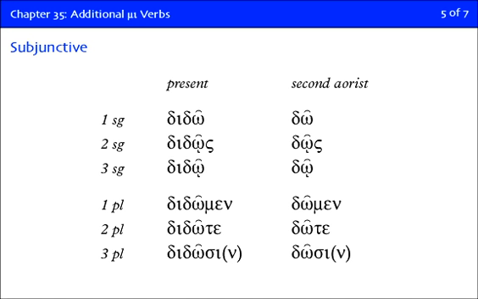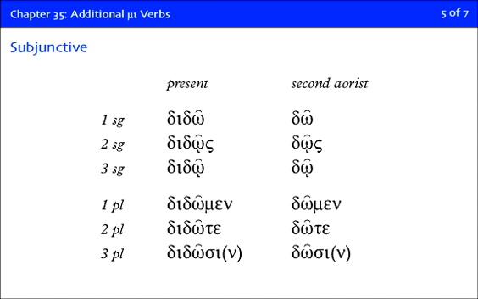Now, these are just to give you a feel for the kind of paradigms you're going to see. Didō, didōs, didō, didōmen, didōte, didōsi. Those have to be subjunctives. They can't be anything else. Reduplication with the iota, you're in the present tense system, and you have the long vowels swallowing up everything, so the endings look a little different. You're used to an eta in the second person singular in the subjunctive, right? Omega, eta with the iota subscript, eta with the iota subscript. Well, here the omega's just swallowed up everything.